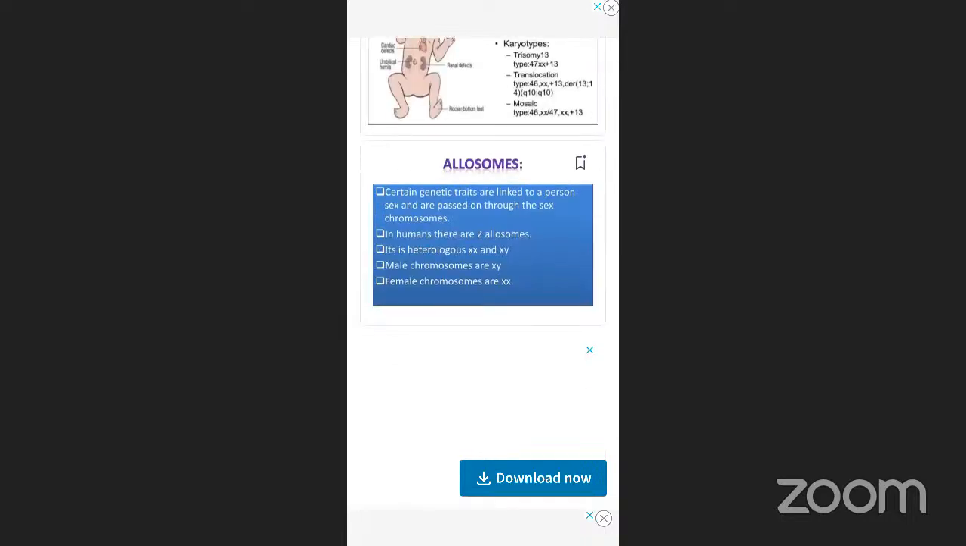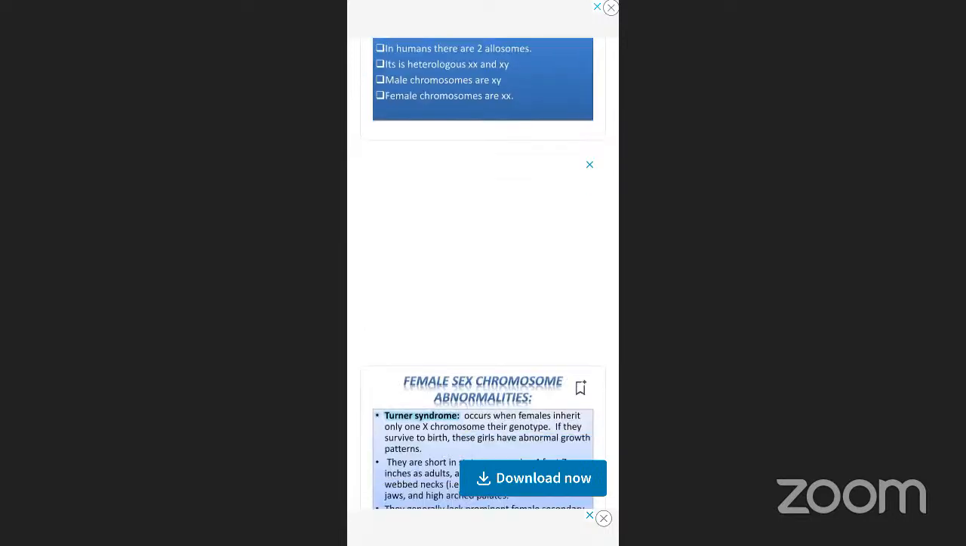Next one, mainly the autosomes. Next, allosomes. Already we discussed allosomes. One pair of allosomes is present in human beings. It is heterologous: XX and XY. Male chromosomes are XY, female chromosomes are XX. Okay. Next, what are the female sex chromosome abnormalities?